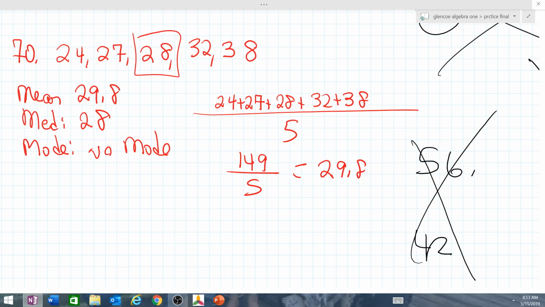And then it says which one best describes it. So we need 29.8, 28, and none. So the only one there would be choice A. Does that make sense now? All right. Anybody else have a question?